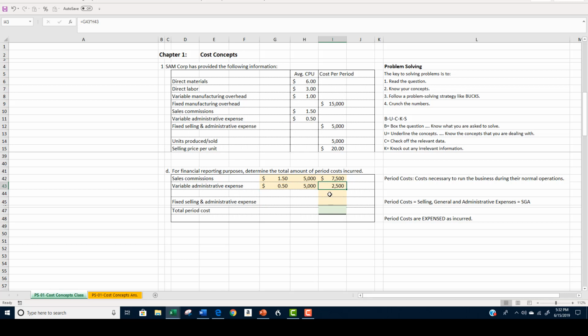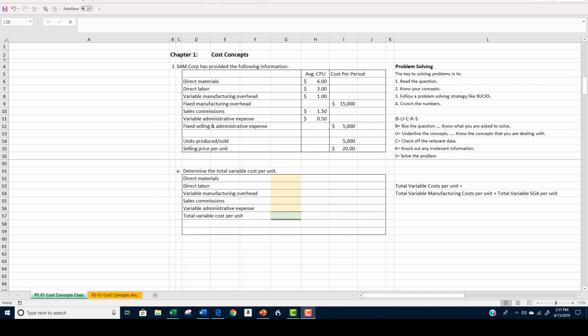For this problem, the amount produced equals the amount sold. Had there been a difference, we would always multiply the per unit cost by the units sold, since we're determining the SG&A. To solve the problem, we add the total variable cost of $10,000 to the fixed SG&A for the period of $5,000 to get a total period cost of $15,000.